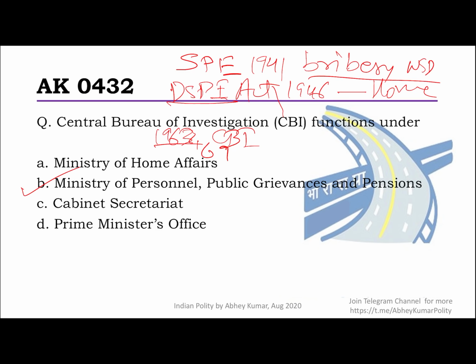Though you'll also see that now the mandate is much broader, heinous crimes and severe cases like the recent alleged murder of Sushant Singh Rajput, the FIR that has been now given to CBI. So all those things are also there, but essentially the origin lies there, and hence it is the PPGP.